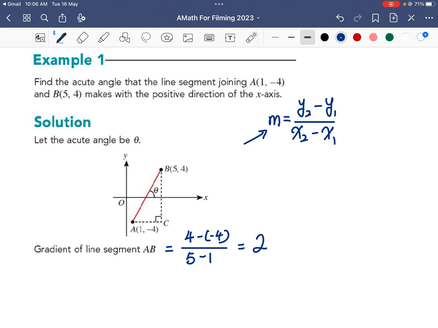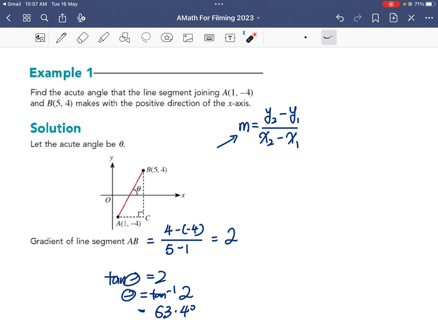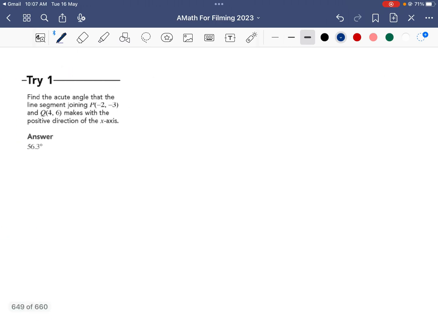So what we get is 8 over 4. The gradient in this case itself is equal to 2. Then relating to what we have learned in the previous slide, tangent theta equals 2. You inverse tangent theta, inverse tangent of 2. The theta value we get is 63.4 degrees. Don't forget that for angles, we give the final answer correct to 1 decimal place.